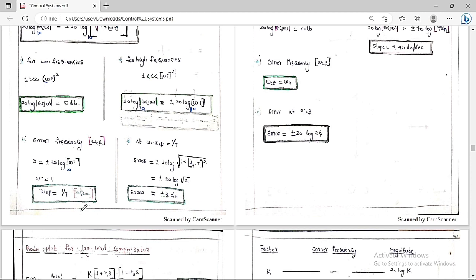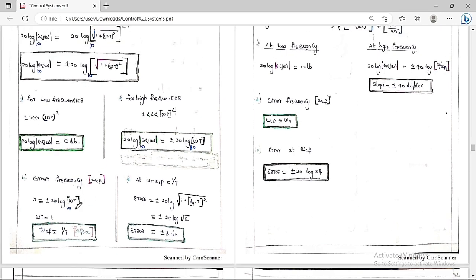The unit is radians per second. So the cutoff frequency is equal to 1 by t radians per second. Therefore, below this cutoff frequency the magnitude plot is 0 dB, and above this cutoff frequency the magnitude plot equation is plus or minus 20 log of omega t with base 10. So listen carefully: below the cutoff frequency the magnitude is 0 dB, and above it the Bode plot magnitude equation is plus or minus 20 log of omega t with base 10. Always keep these things in your mind.